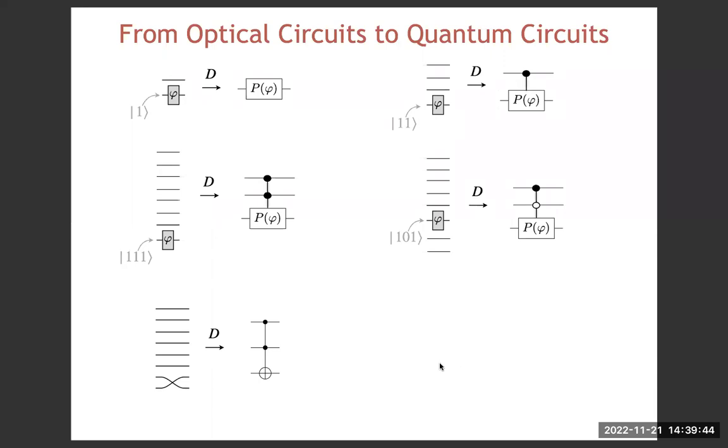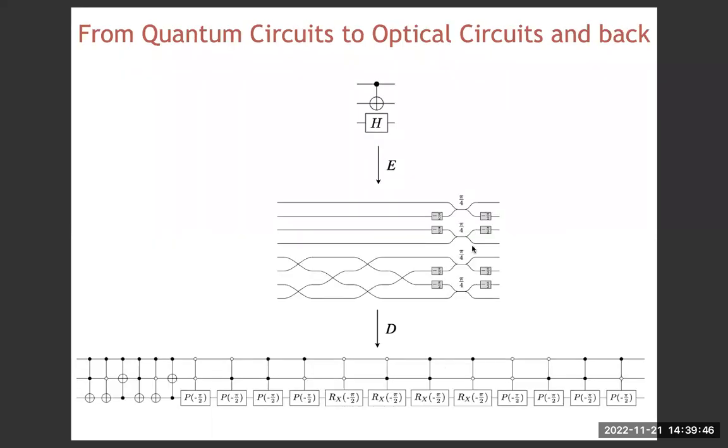Okay, so that's the decoding. So how it works in practice. If we start with this circuit, these quantum circuits, we have seen that we encode it into this optical circuit. And now if we decode it, each swap is going to give a controlled-NOT, a Toffoli gate. And then each phase here gives us a controlled phase gate, the beam splitters controlled X gates, and so on. So we get this big circuit.